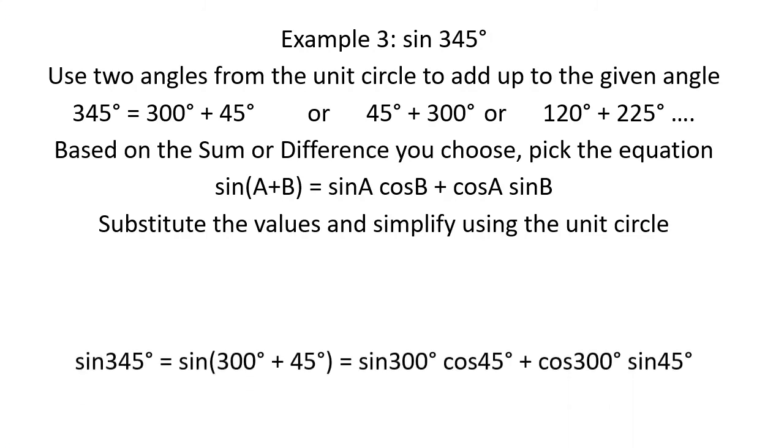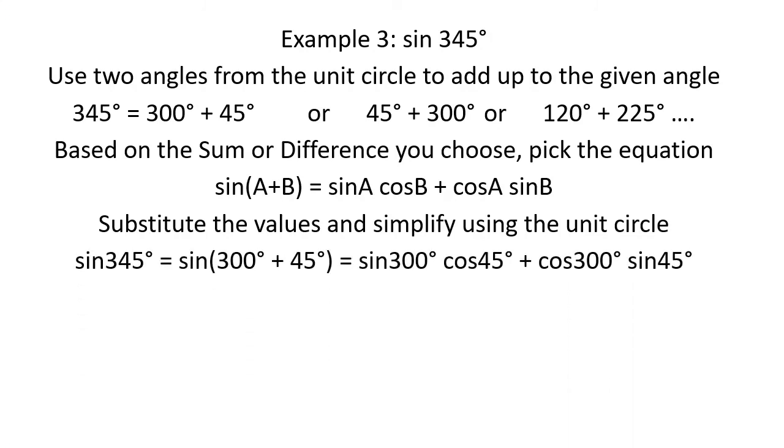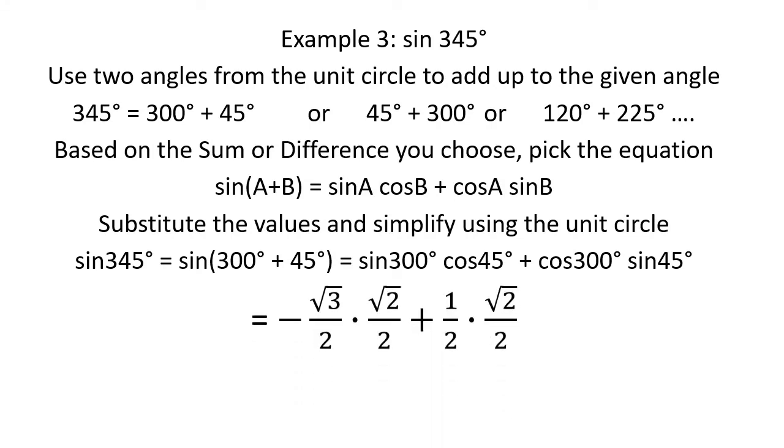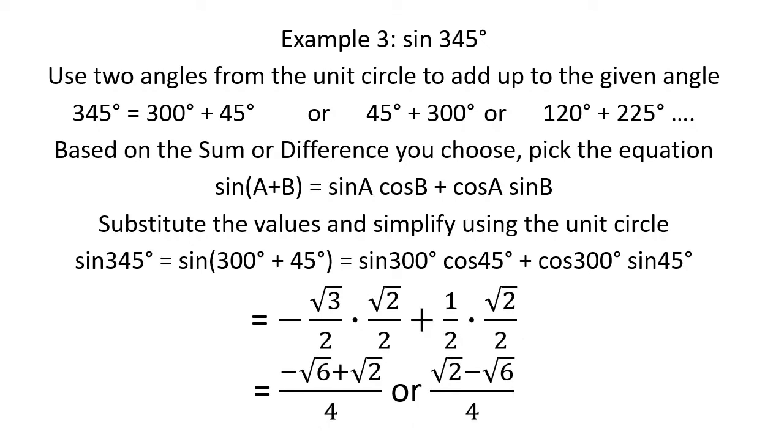So let's substitute our values and see what we get. So I chose to use 300 plus 45, so I'm going to take sine of 300, cosine of 45, plus cosine 300 times sine of 45. So according to the unit circle, sine of 300 is negative root 3 over 2, cosine of 45 is root 2 over 2, and then we have plus cosine of 300 is a half, sine of 45 is root 2 over 2. This gives me negative root 6 plus root 2 over 4, or you can reverse the order and it'll be the same thing. It'll be root 2 minus root 6 over 4.